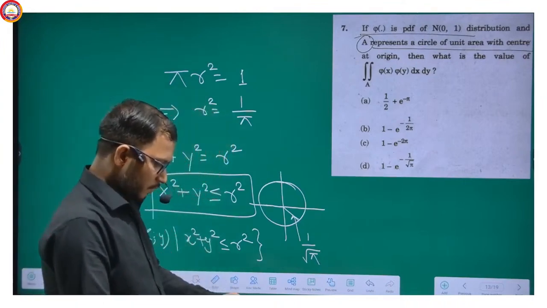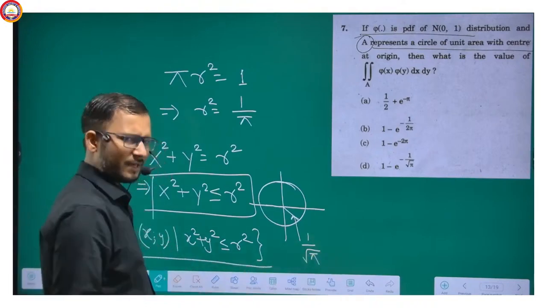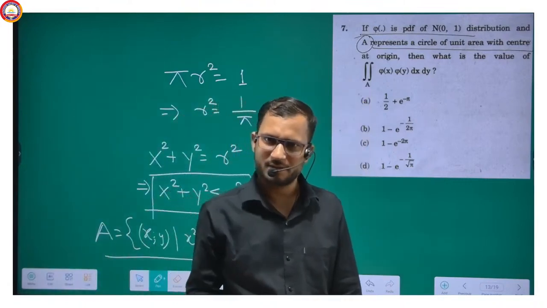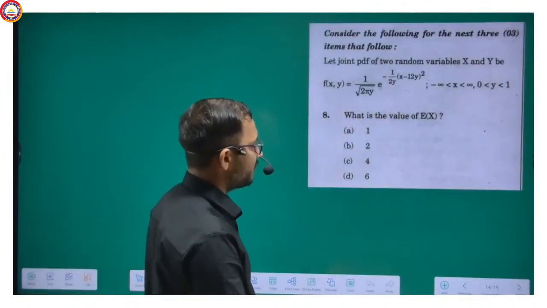Okay. So we have defined A here, na? Now let me come to the next page so that I can solve it thoroughly. I'm solving it. I have already solved it, so that there can't be any mistake here.